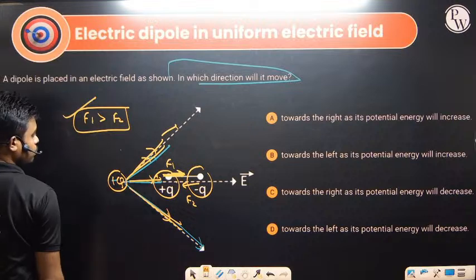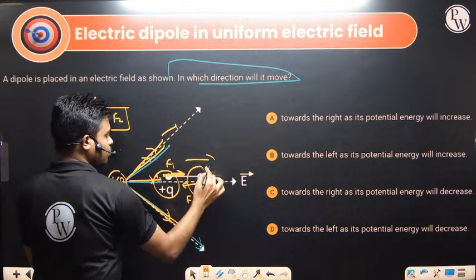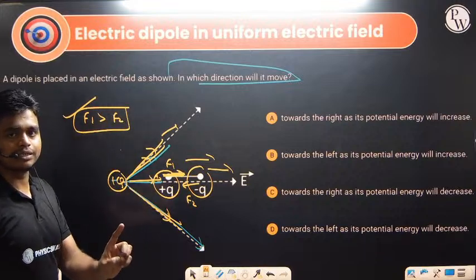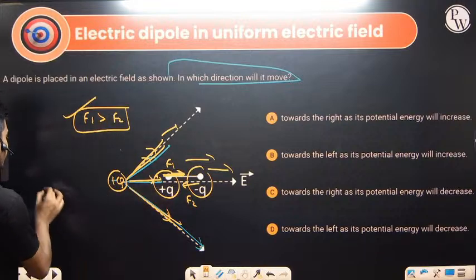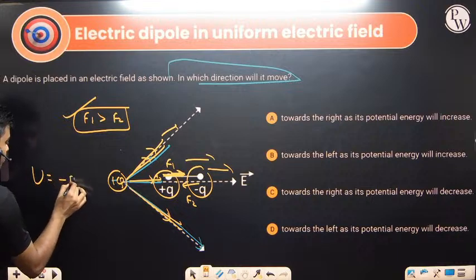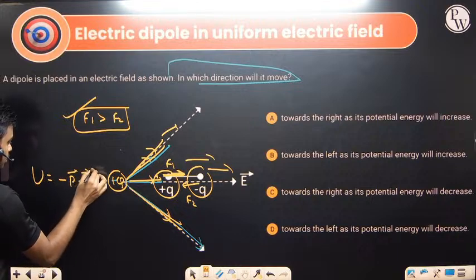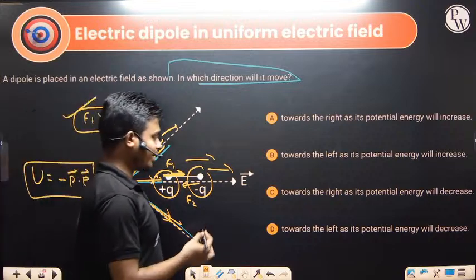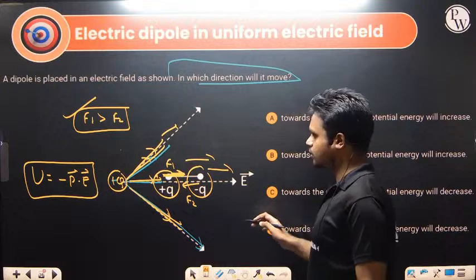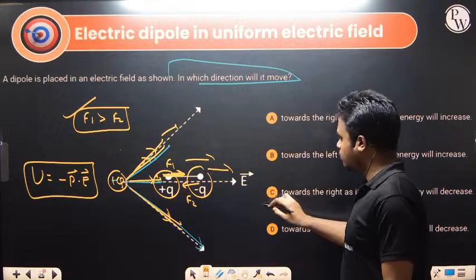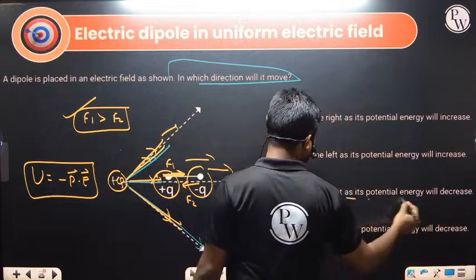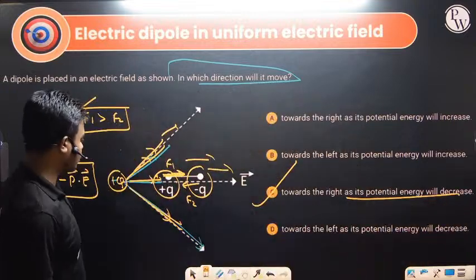So where will it move? It will move in the right direction, towards the right, as its potential energy will decrease. What is potential energy? U is equal to minus P dot E. Potential energy decreases because anything wants to achieve stability. So when it moves towards the right side, potential energy will decrease.